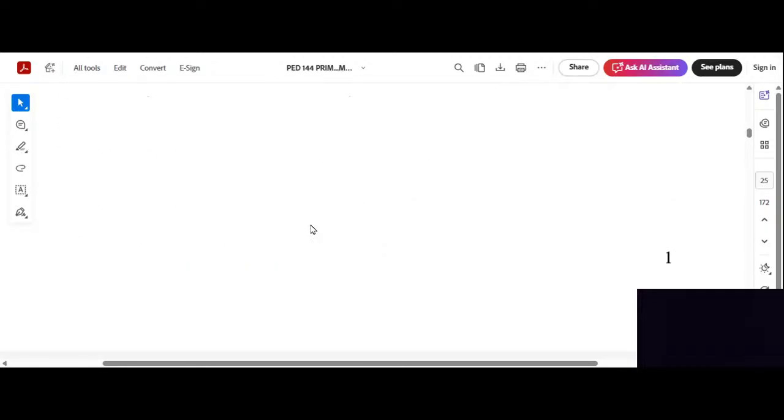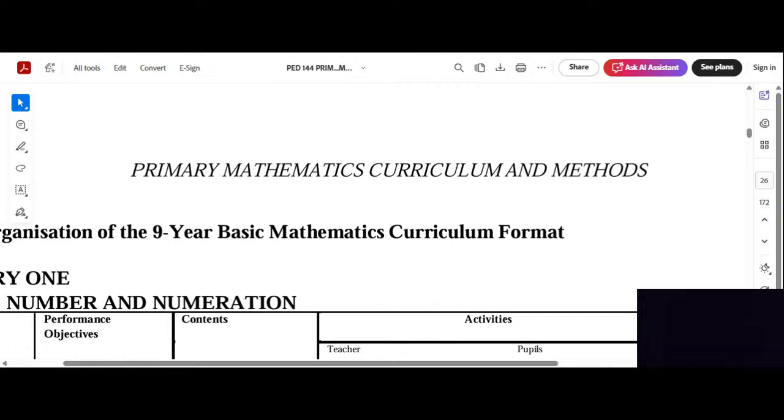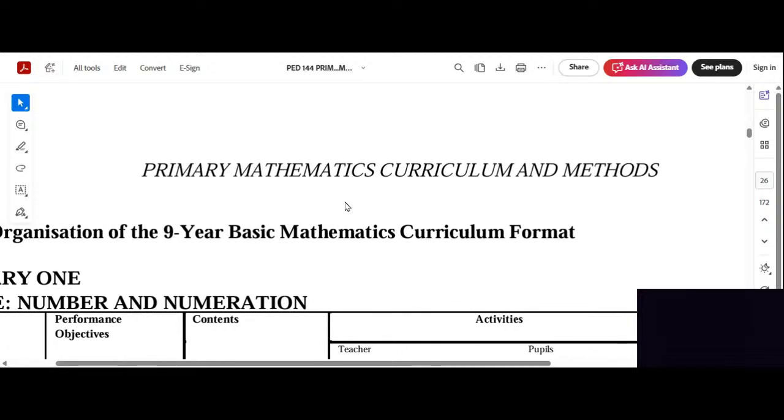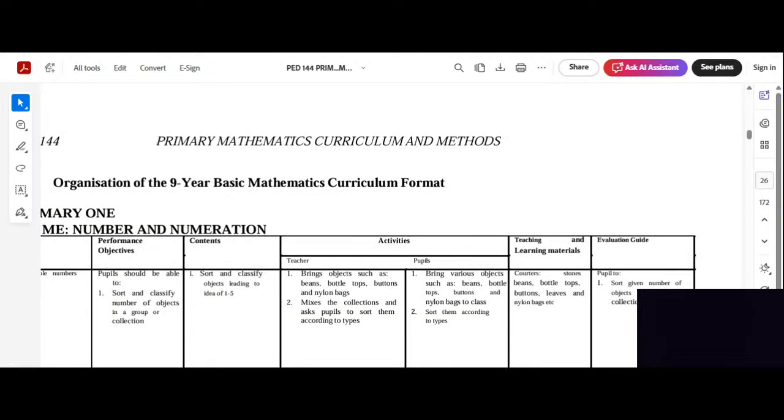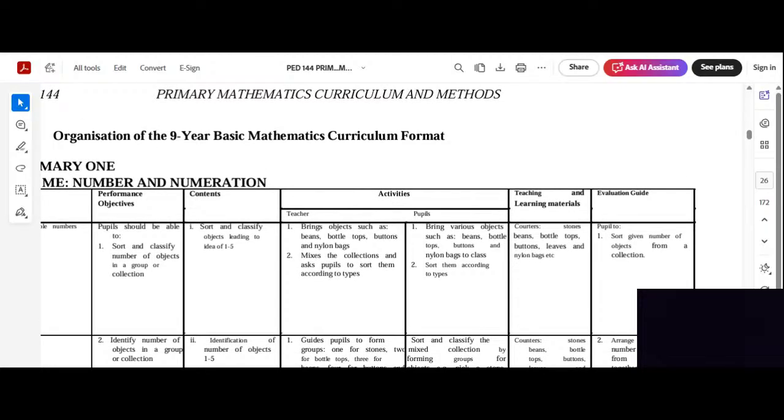Now we are going to something that's entirely different. We have been looking at what it is. Now we are going to this aspect of it, the organization of the curriculum. The people that wrote this material, goodness, they just fumbled everything together.